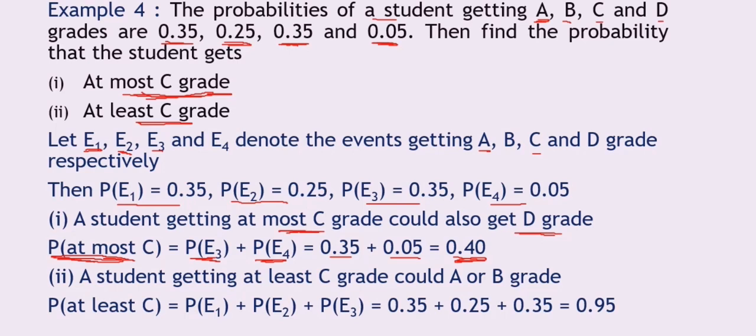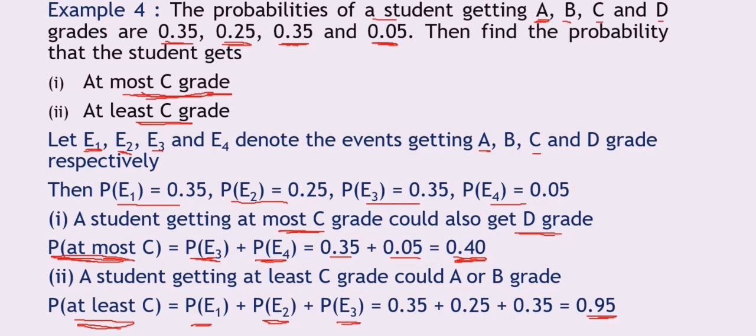So which are the grades higher than C grade? A B grade or an A grade is higher than a C grade. So this new event I can call E6, that is at least C, is a C grade or a B grade or an A grade. So the probability of getting at least C is adding the probability of getting an A grade, that is P of E1, adding a B grade, that is P of E2, and adding the C grade, the probability of E3. So when we add all these three, we get 0.95. So you can see here, at least a C grade is 0.95.